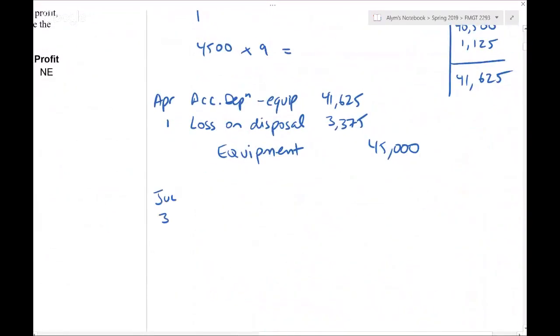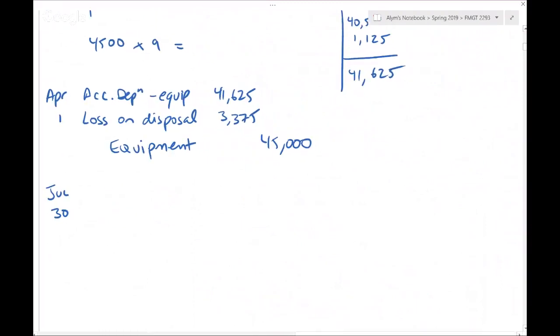So on July 30th, well, 12,600 divided by 3 years times, how many months is that? January, February, March, April, May, June, July. We're on July 30th, so we're including July, times 7 over 12. And that gives us 2,450 depreciation expense.